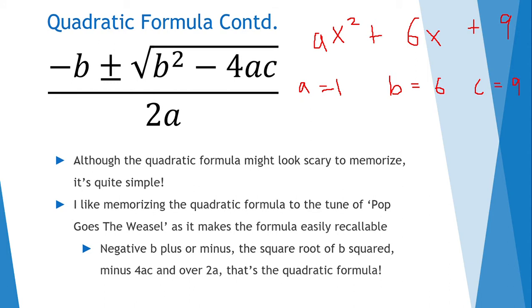And if you don't see an x term or you don't see a constant term, you can assume that the corresponding symbol is 0. So if there's no x term, assume that b is 0. If there's no constant term, assume that c is 0. And then you can plug all those letters into this equation and solve for your roots.